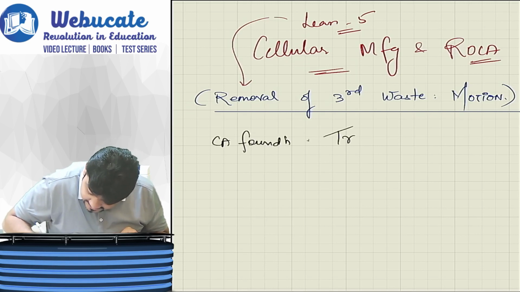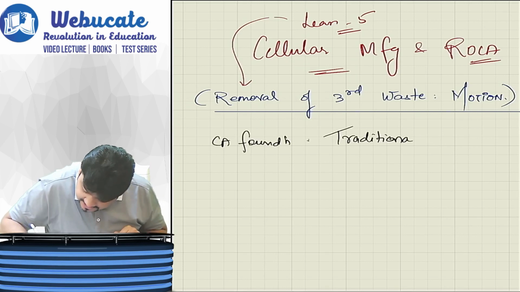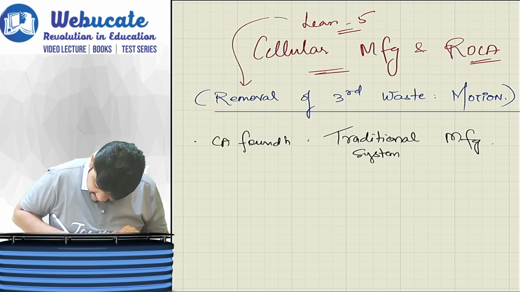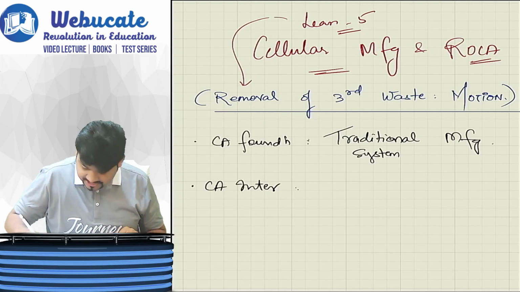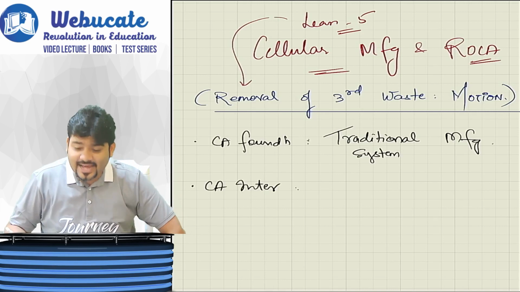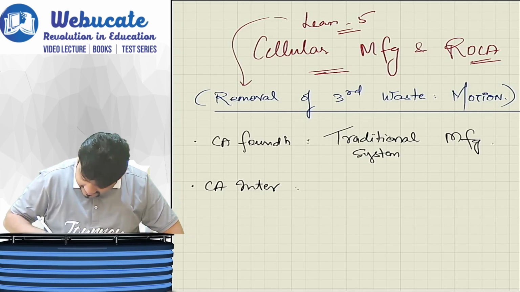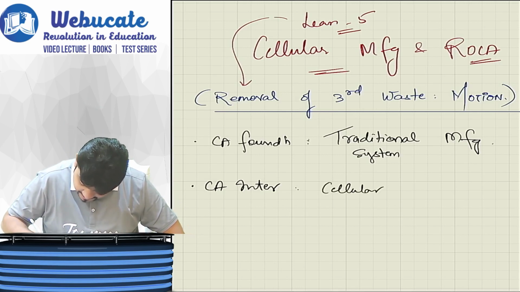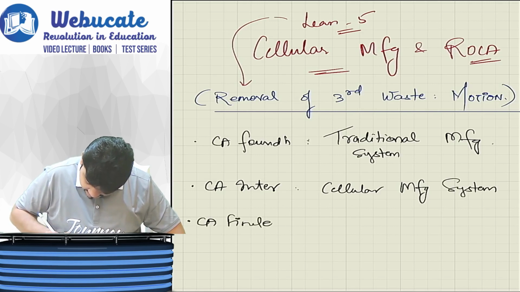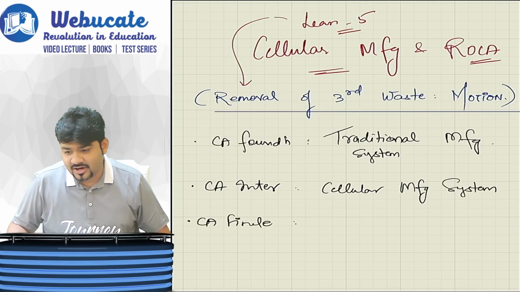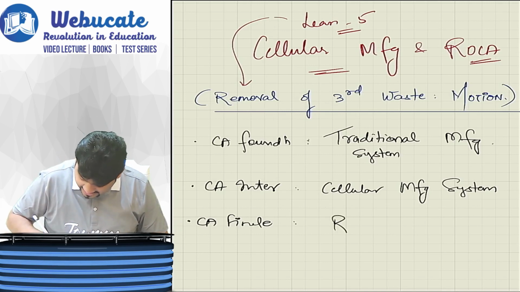CA Foundation is the traditional manufacturing system. Sir, what is the traditional manufacturing system? I will explain to you. Then we have CA Intermediate. What is CA Intermediate? That is the introduction of the new hero, which is the cellular manufacturing system. And what is the third, which is CA Final? And that CA Final is your Rank Order Cluster Algorithm.